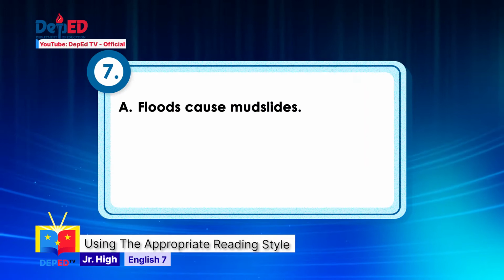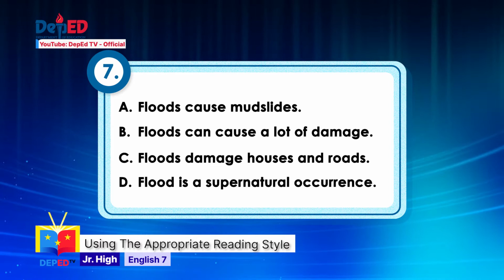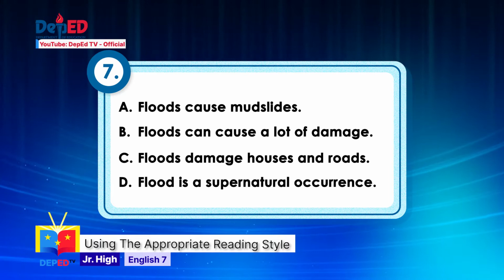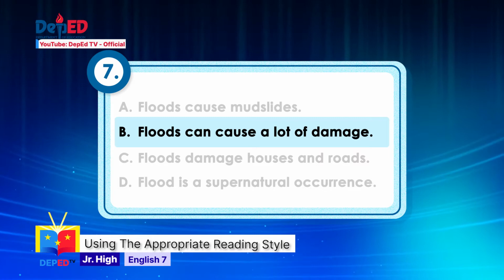Letter A, floods cause mudslides. Letter B, floods can cause a lot of damage. Letter C, floods damage houses and roads. Letter D, flood is a supernatural occurrence. Awesome, you got it again. It's letter B. Floods can cause a lot of damage.